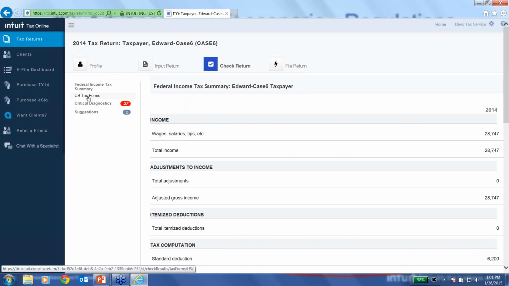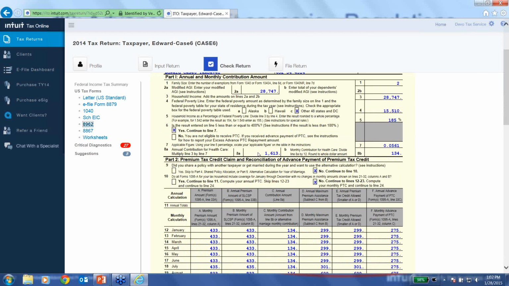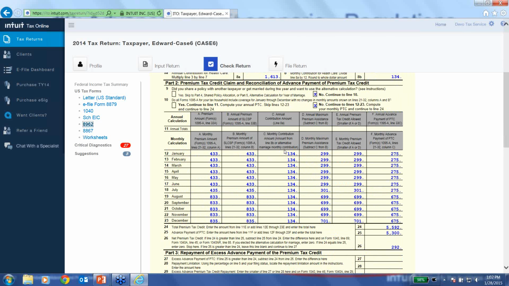We check the return. We're going to go to the 8962. Family size at year end, 2. Household income, $28,747. That is 185% of the federal poverty limit. The annual contribution for health care, $1,613, or $134 per month. That gets punched into column C for the whole year. As we said earlier, the monthly premiums and the monthly premium second lowest cost silver plan were identical January through July, $433 with a little bit of rounding. And then it bumped up to $833 per month to the end of the year.